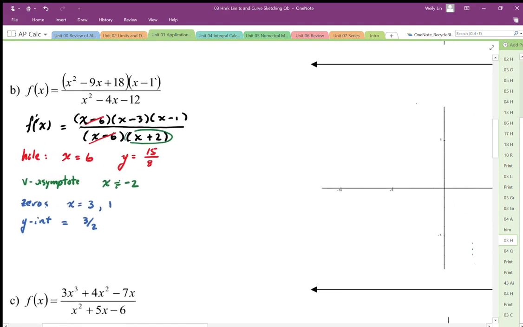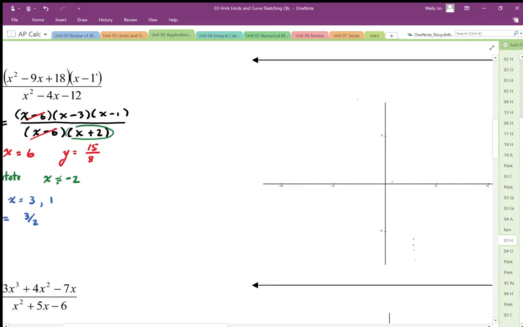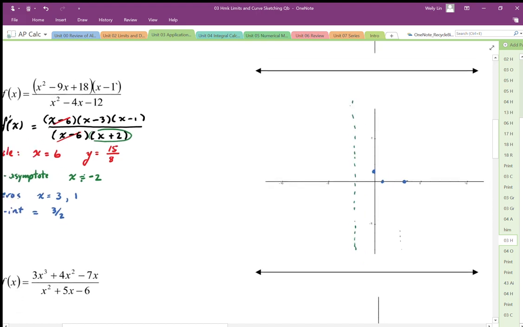So I'm just going to put in a few things in here. So my zeros are going to be at 1 and 3. So 1 and 3, I have some zeros. I've got a y-intercept at maybe 1.5, somewhere around there. I have a vertical asymptote at negative 2. So at negative 2, I have this vertical asymptote that goes something like that. Okay, and I have a hole in the graph as well.